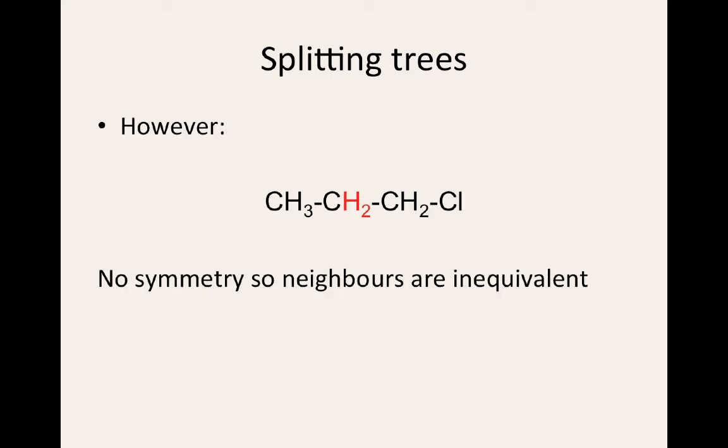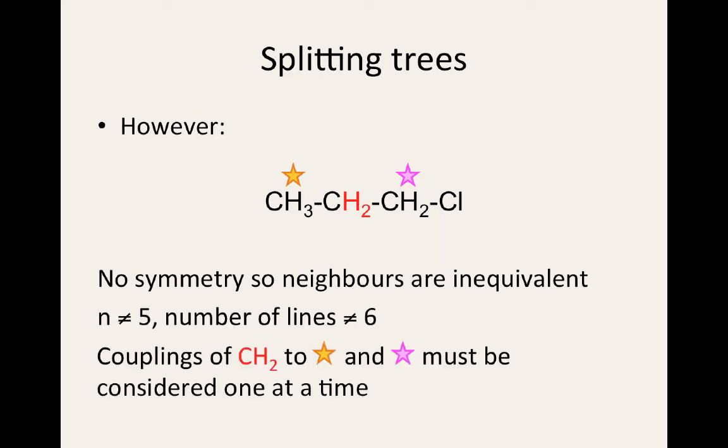However, if we look at the example of 1-chloropropane, there's now no line of symmetry in this molecule, so all of the hydrogen environments are different from each other. If we consider the splitting of the CH2 protons in red, then we must consider the splittings from the two sets of neighbours separately. We can't add the neighbours together as we did in the previous example because they're not equivalent, so the number of lines in the signal from the central CH2s will not be 6. The couplings of the central CH2 protons to both sets of neighbours should be considered one at a time.